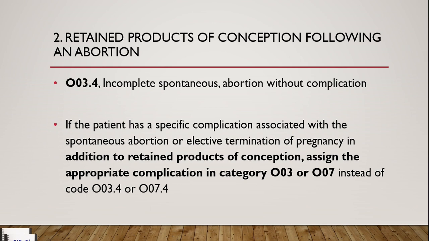So we have your O03.4, because you always need to base your coding on the time of encounter. The complication might not develop yet. It might develop after a week or 2 weeks, right? So if the patient has a specific complication associated with a spontaneous abortion or elective termination of pregnancy, in addition to retained products of conception, we have a separate code for that, and that is your O03 and O07 instead of your O03.4 or your O07.4.